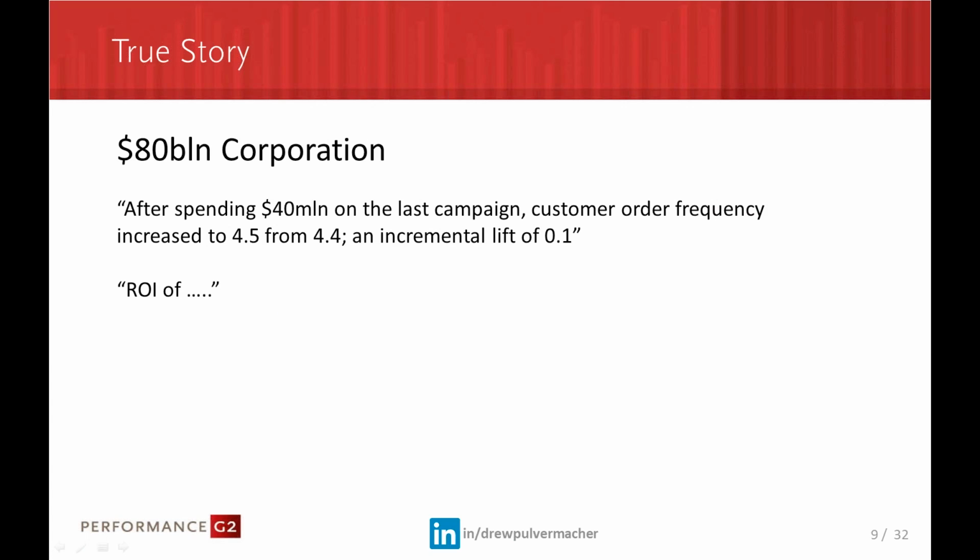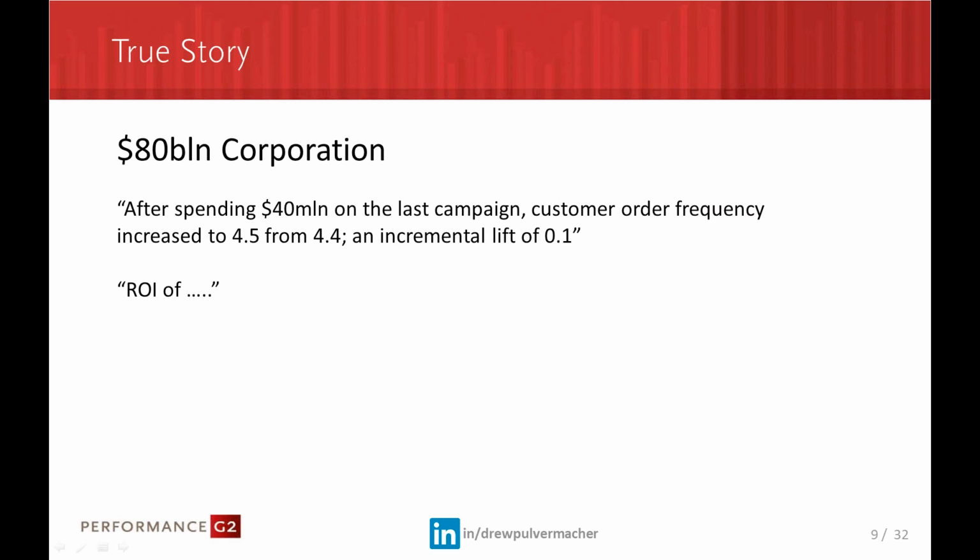So here's the true story. Working with an $80 billion corporation, this came up in a meeting. The marketing team wanted $20 million more for an advertising campaign. And this is the results of their prior one. After spending $40 million on the last campaign, customer order frequency increased to 4.5 from 4.4, incremental lift of 0.1. An ROI of, and that's where you need to stop right there.